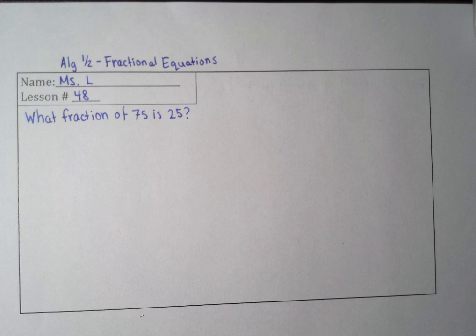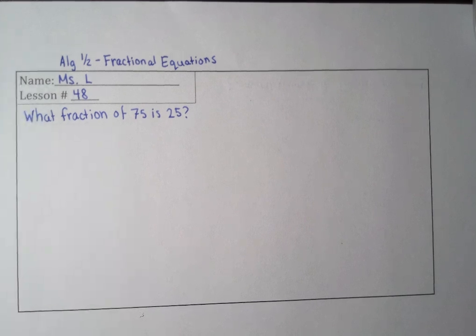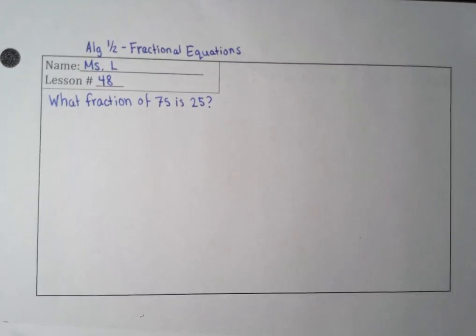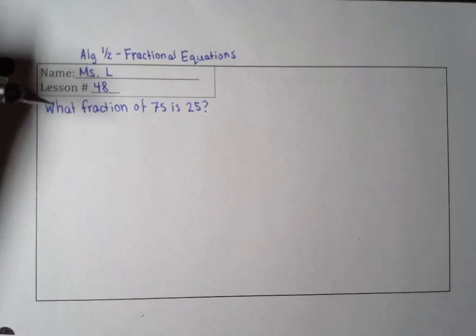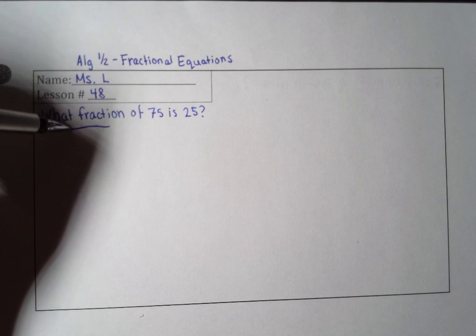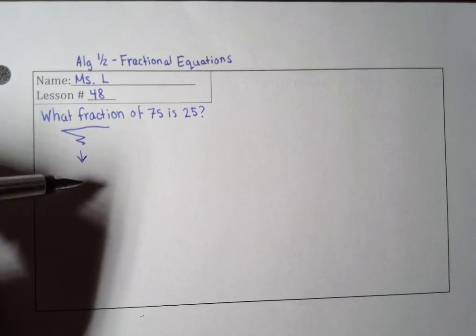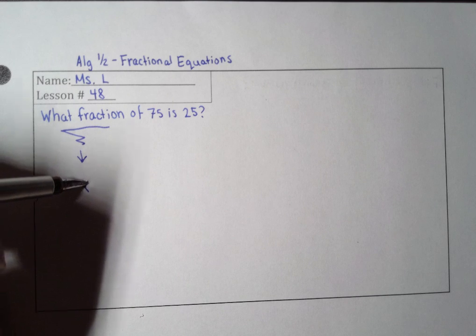Even if you know how to do this already, I want you to try to set it up like an equation with an unknown variable. So what fraction could be replaced? It could be replaced with a variable. So let's just call that variable x.